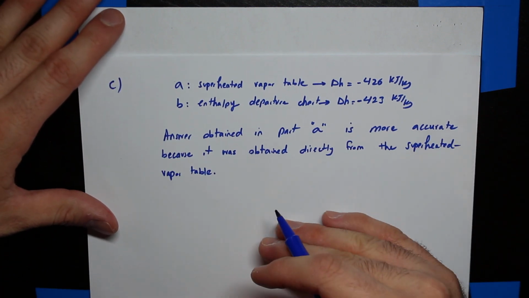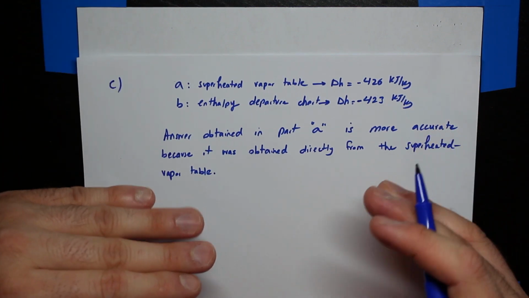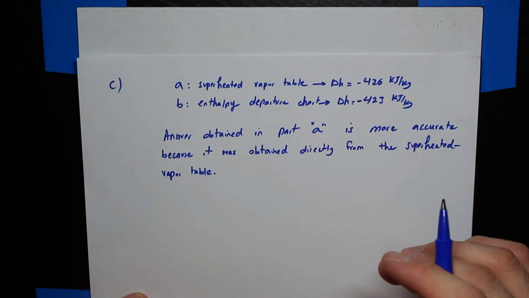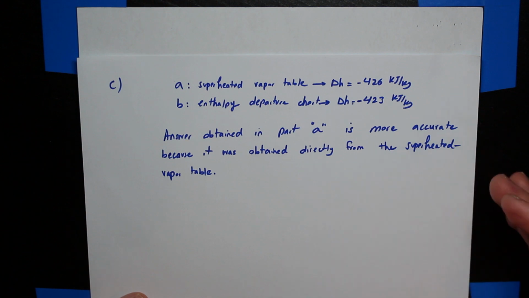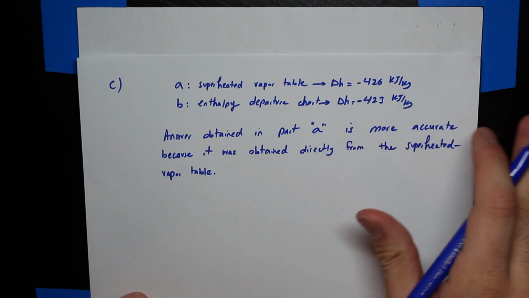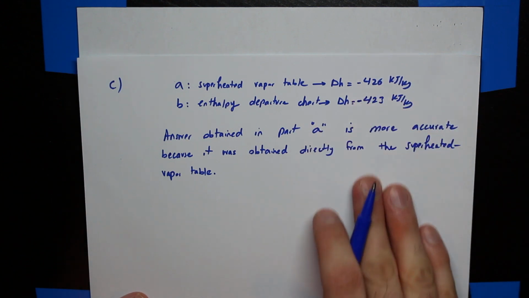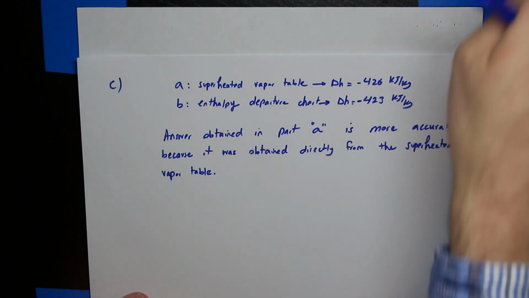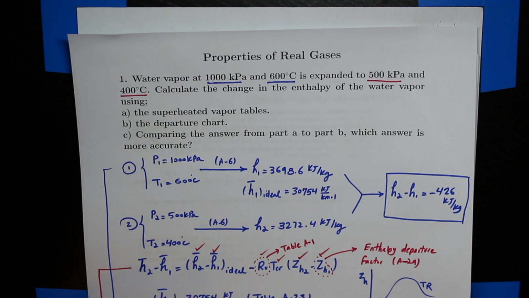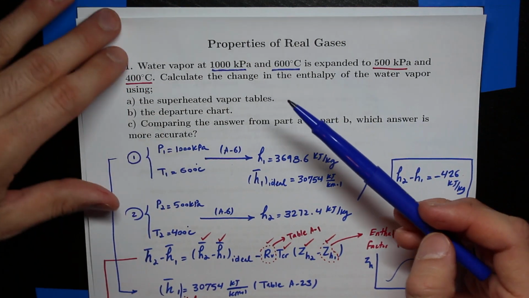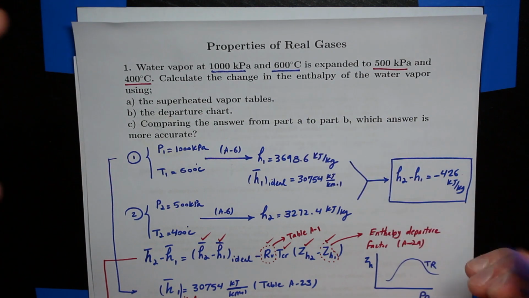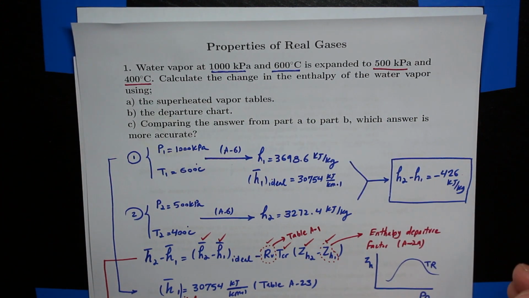Now, this is different in tables like A17, A18, and A19. In those tables, they are ideal gas properties of different gases. And by saying ideal gas properties, we are only looking at the temperature. We are assuming that the gas is behaving ideally. But this is not the case in this particular problem. In this particular problem, in part A, we directly use the superheated vapor table. So because of that, the answer that we found in part A was accurate.